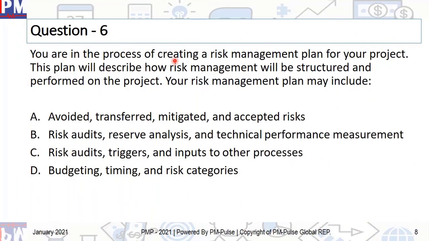You are in the process of creating a risk management plan for your project. This plan will describe how risk management will be structured and performed on the project. Your risk management plan may include A, avoided, transferred, mitigated, and accepted risks. B, risk audits, reserve analysis, and technical performance measurements. C, risk audits, triggers, and inputs to other processes. And D, budgeting, timing, and risk categories.